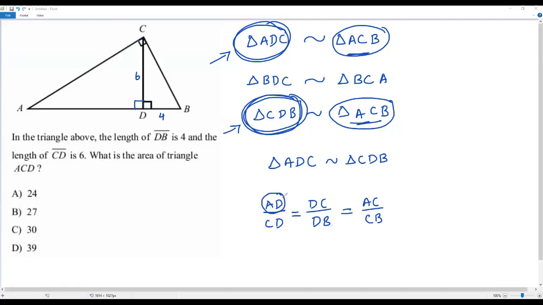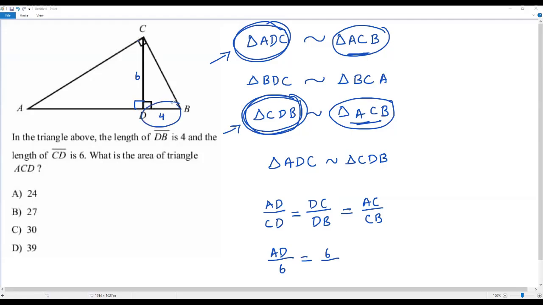Okay, what is the length of AD? Actually, AD is not known. That is what we have to find, because AD is the base of the triangle ACD. Okay, now let's keep AD as it is. And what is the length of CD? CD is given. The length of CD is given. That is 6. We can plug in 6 for this CD. And what is the length of DC? DC and CD, both of them are same. 6 is the length. We can plug in 6 for DC.